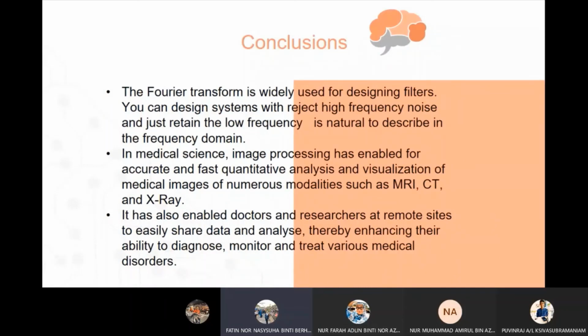In medical science, image processing has enabled accurate and fast quantitative analysis and visualization of medical images of numerous modalities such as MRI, CT scan, and also X-ray. It has also enabled doctors and researchers at remote sites to easily share data and analyze, thereby enhancing their ability to diagnose, monitor, and treat various medical disorders.